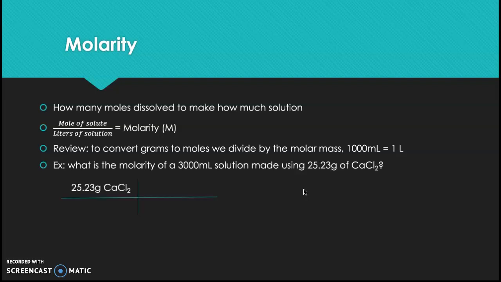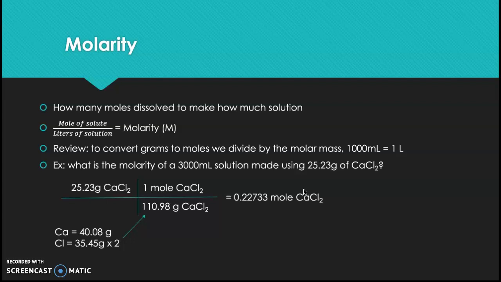Now we're going to go back to our stoichiometry here and our dimensional analysis to convert grams to moles. So we've got our 25.23 grams of CaCl2. We calculate our molar mass, and that goes on the bottom, 110.98 grams of CaCl2 and 1 mole of CaCl2 on the top. Okay, we do our math and we get 0.22733 moles of CaCl2. Now, we don't want to round that number. We want to wait until the very end.